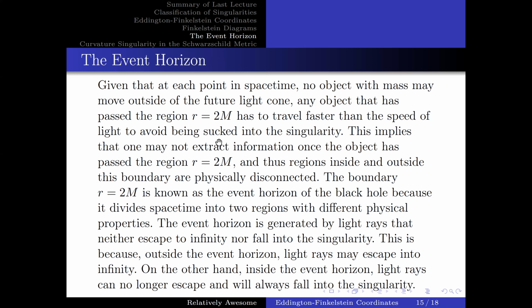The boundary r equals 2m is known as the event horizon because it divides the space-time into two different regions with different physical properties. The event horizon is generated by light rays that neither escape to infinity nor fall into the singularity. This is because outside the event horizon, light rays may escape into infinity, and on the other hand, inside the event horizon, light rays can no longer escape and will always fall into the singularity.